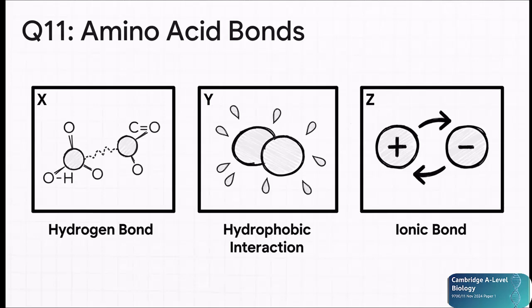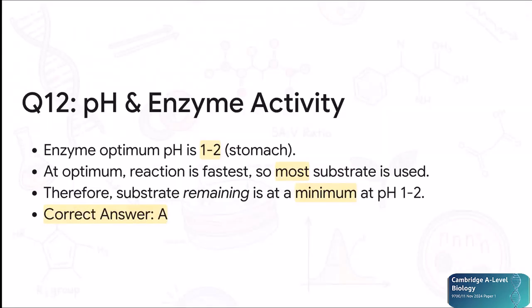That's your hydrophobic interaction. And finally, Z. This one's pretty clear-cut. You have a negative charge here and a positive charge there. Opposites attract. That's a strong ionic bond. So we've got hydrogen bond, hydrophobic interaction, ionic bond. That makes B our answer. Nailed it! All right, let's check out question 12.